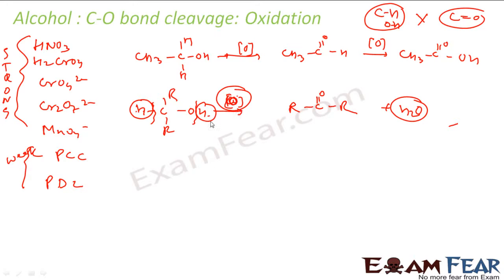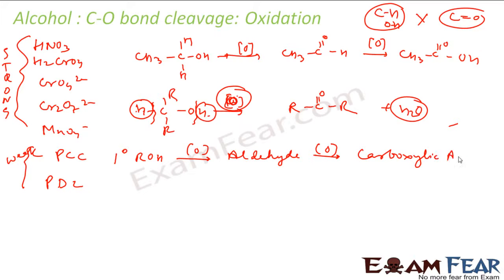Correct. This is also used to test whether it's a primary, secondary, or tertiary alcohol. Why? Because if I take a 1 degree alcohol and do oxidation, it'll give me aldehyde. If I do further oxidation, it makes carboxylic acid. I'll show you three reactions. If I take a 2 degree alcohol and do oxidation, I got ketone.